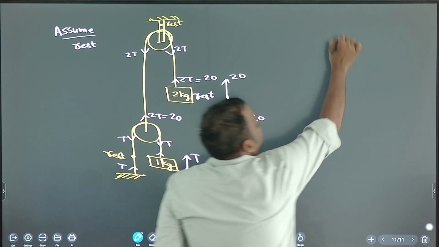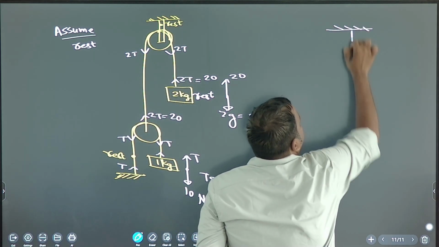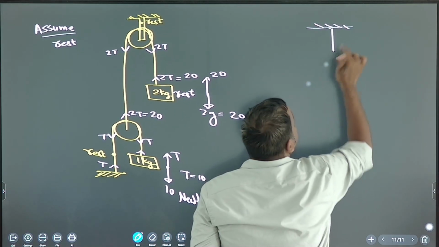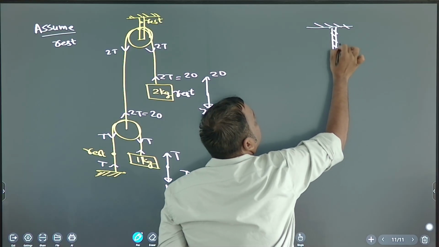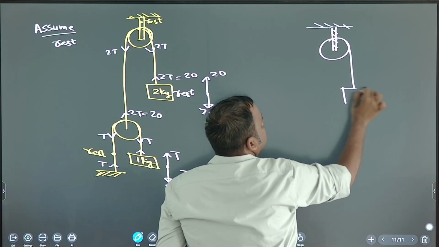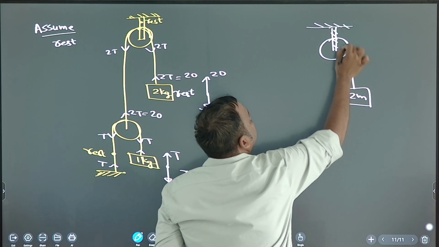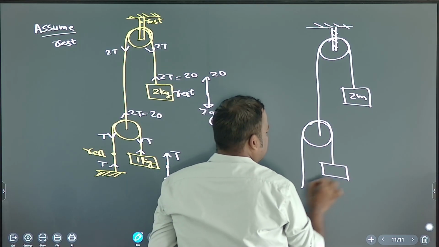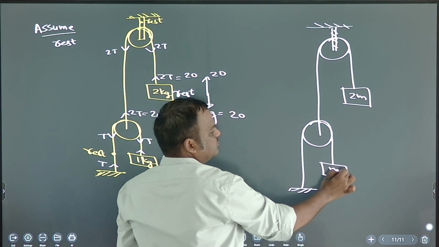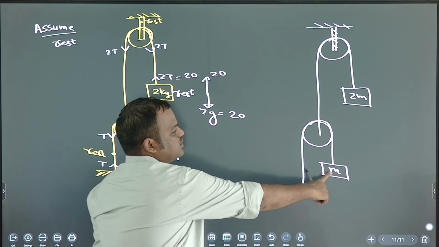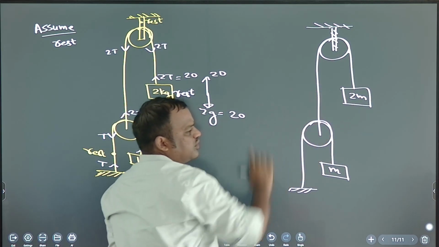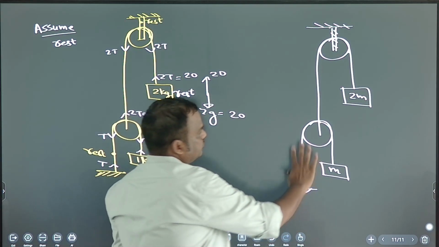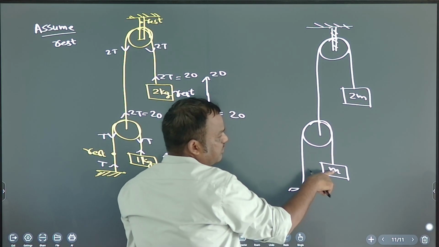Similarly, you can draw this diagram also. This is the clamped pulley. Here the mass is 2m. Then what is the mass here? Suppose it is at rest, m. Here mass m, here 2m. So will they move or not? Tell me. They will not move. Here 2m, here m.